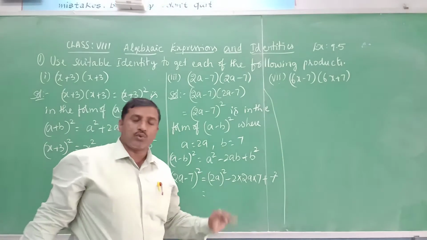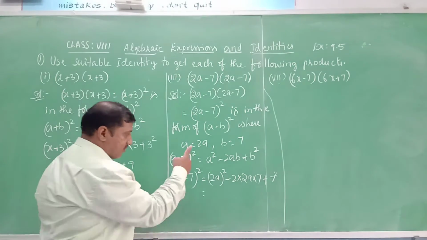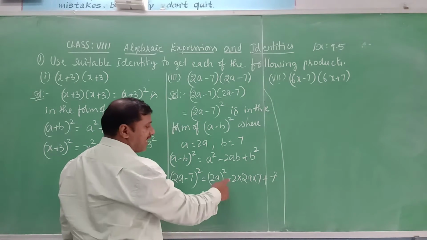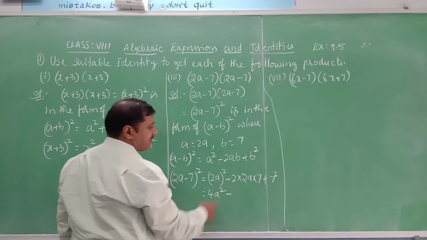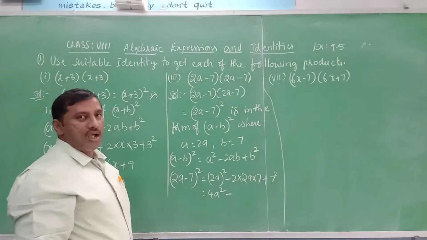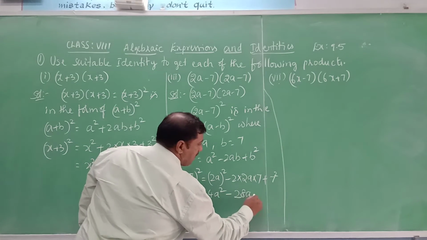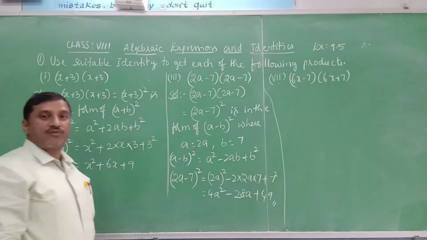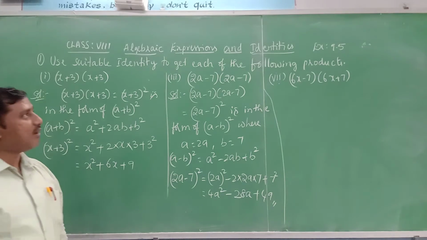(2a) whole square means 2 square into a square. 2 square is 2 into 2, that is 4a square. Then minus into plus is minus. 2 into 2 is 4, 4 into 7, 4 sevens are 28, plus 7 square is 49. So like this we will find the product by using the identities.